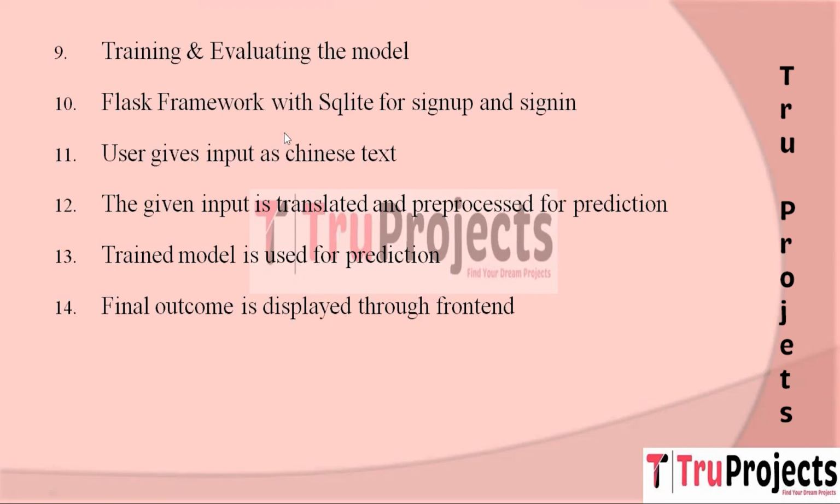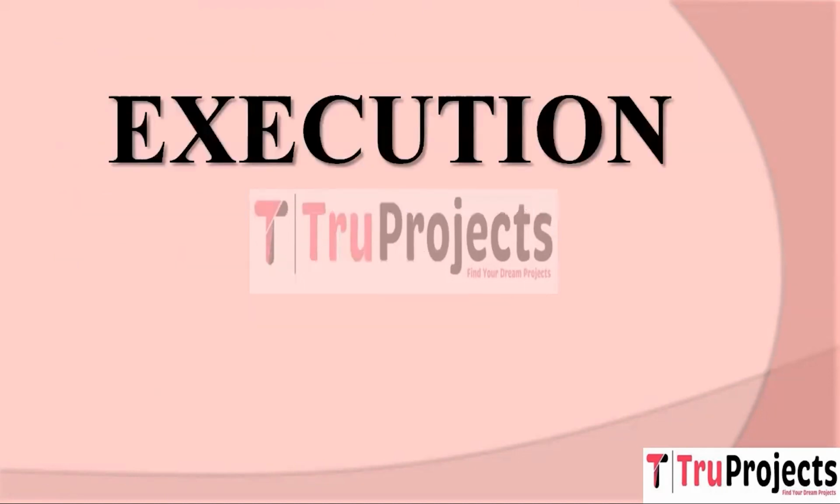Later, users provide Chinese text input, which is then translated and pre-processed to make it suitable for prediction. The trained models are utilized to make predictions on the pre-processed user input, and the predictions are displayed through a front-end interface, providing users with the results of the text classification task.